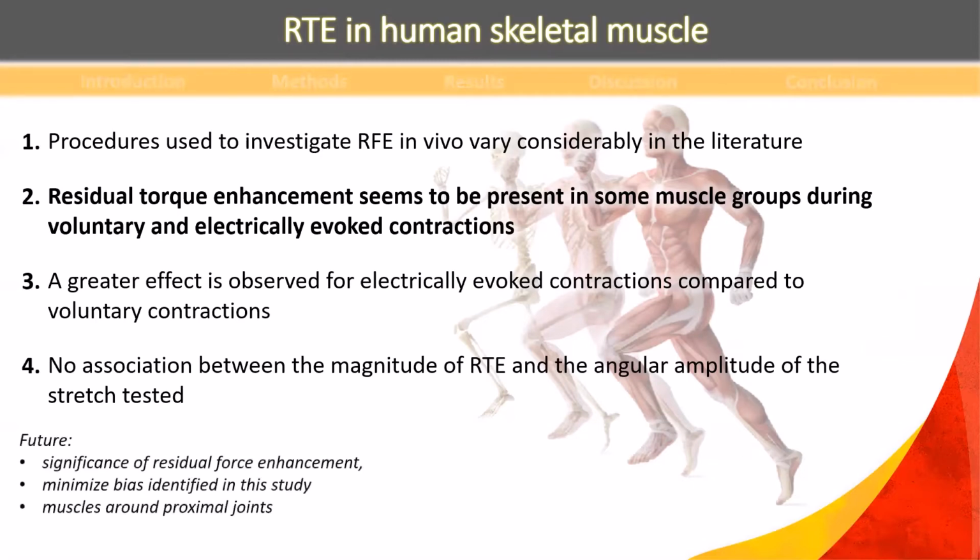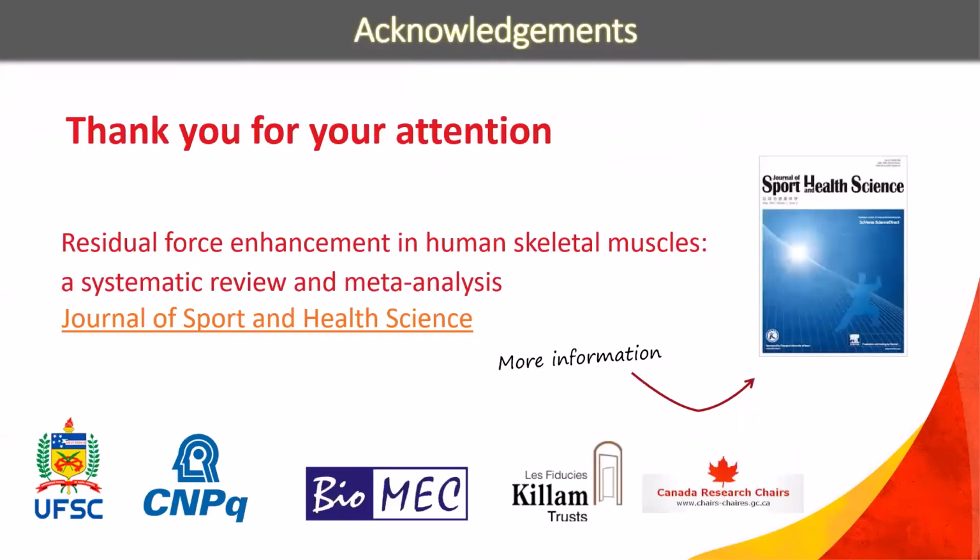Future studies should focus on different ways to capture the significance of residual force enhancement and should avoid the sources of bias identified in these studies. Additionally, muscles at proximal joints, such as the ones around the shoulder and the hip, should be evaluated in future studies. I would like to thank you for your attention, and please refer to the manuscript for more information.